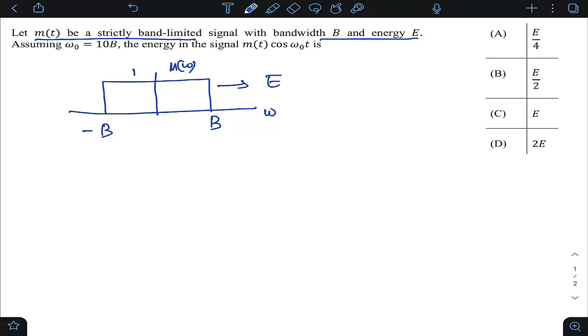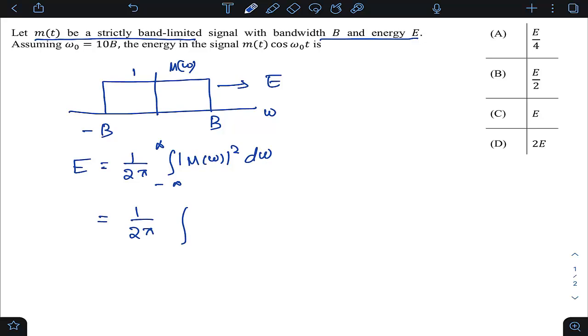In the frequency domain, to calculate energy we have Parseval's theorem. Energy E is given by 1 by 2 pi times the integration from minus infinity to infinity of magnitude of M(omega) whole square d omega. This is the formula to calculate energy. This is basically Parseval's relation, isn't it? So in this case, if you try to calculate the energy E, it is 1 by 2 pi integration.